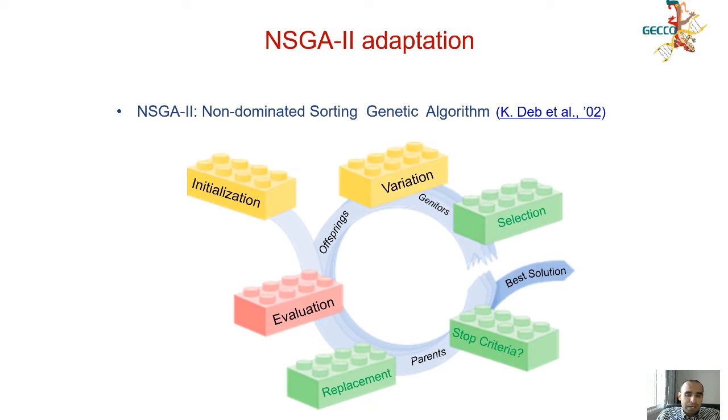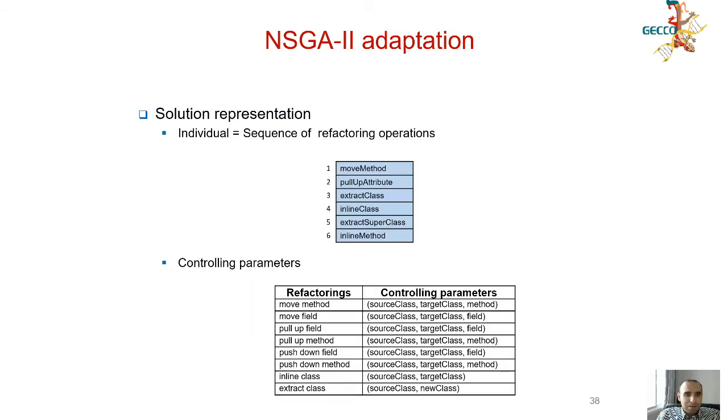When adapting NSGA-II or any other evolutionary algorithm to a given problem, there are different key elements that need to be defined, including the representation of a candidate solution, the definition of a fitness function, the definition of the genetic operators, as well as the generation of the initial population. In our case, for the problem of refactoring, for our solution representation, we used a vector as an encoding where each dimension in the vector is a refactoring operation, and each refactoring operation has a number of controlling parameters to be defined. For example, for the move method, we need to define the source class, the target class, and the method that needs to be moved from the source to the target class.